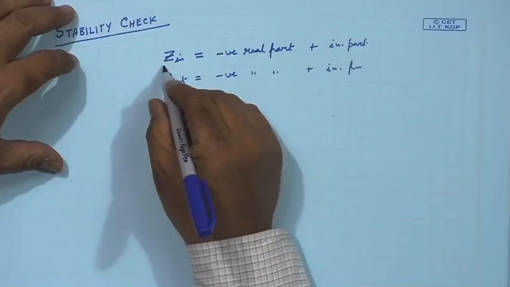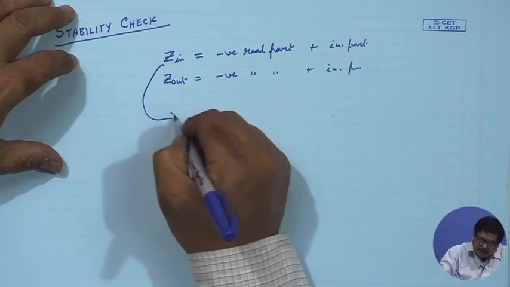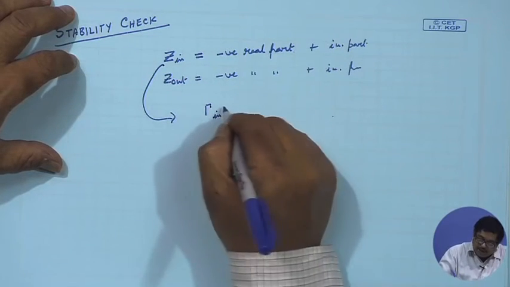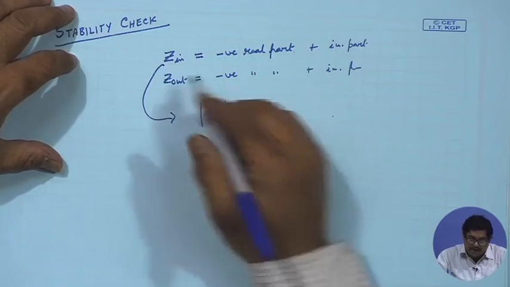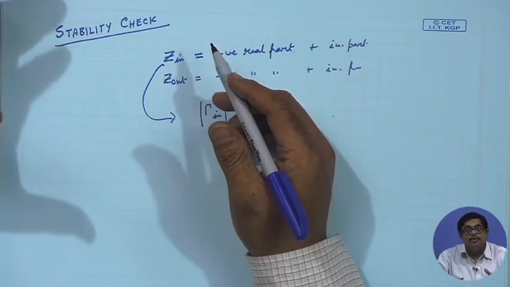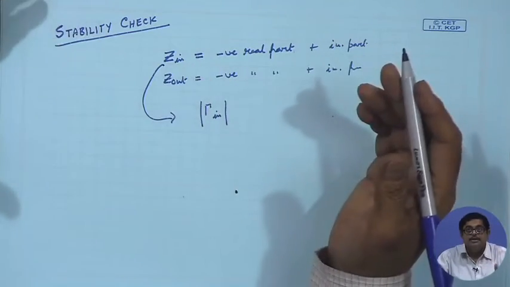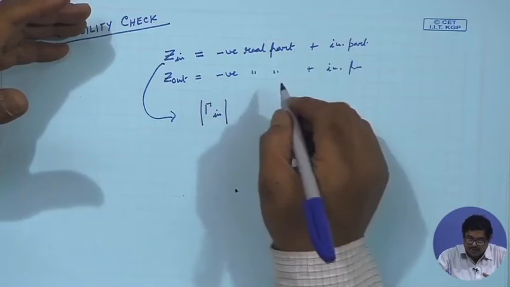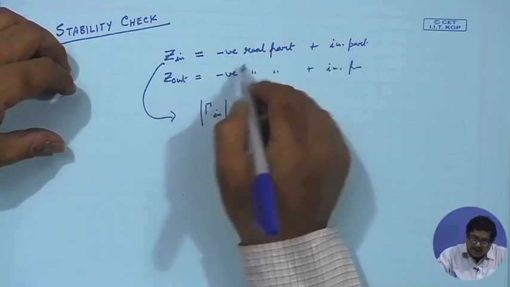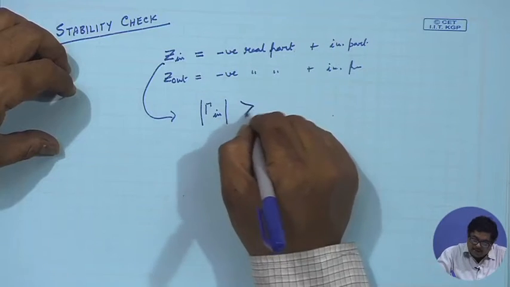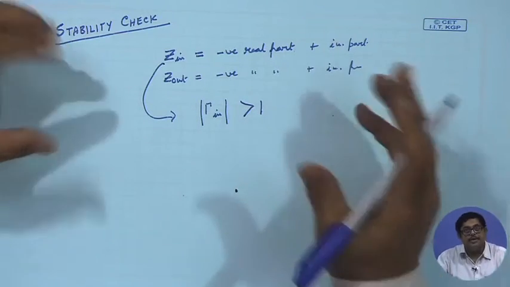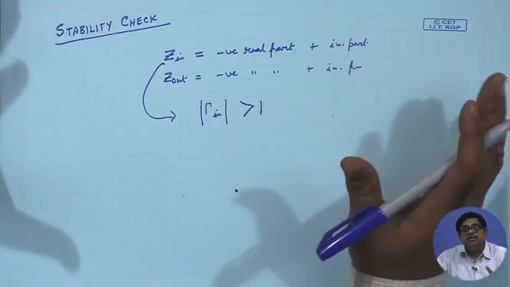So if Zin is having a negative real part, I can say basically that time the gamma in, because what is the relation between gamma in and Zin? Gamma in is (Zin minus Z naught) by (Zin plus Z naught). So Zin, if it has a negative real part, then I know that gamma in is greater than 1. This you know from your Smith chart knowledge also, that in the Smith chart every point represents either an impedance or a corresponding reflection coefficient.